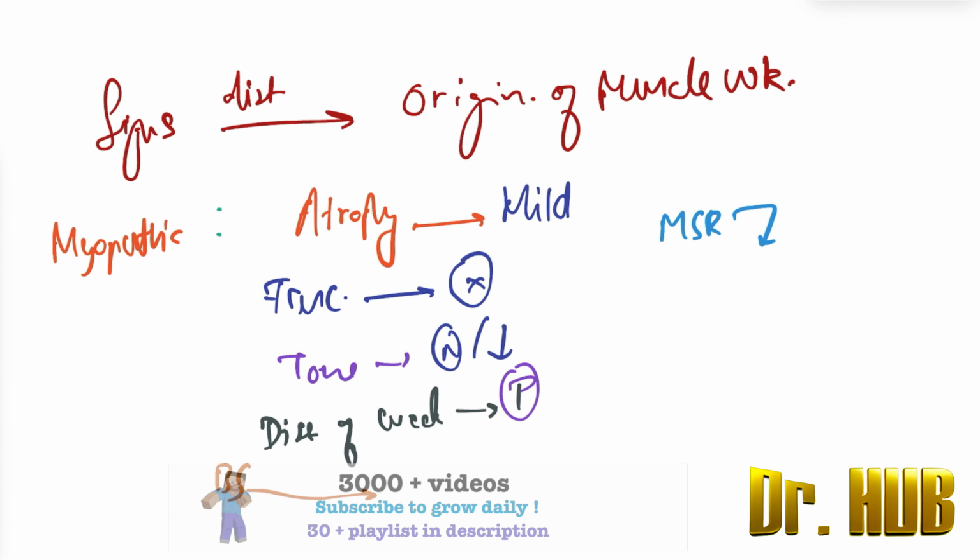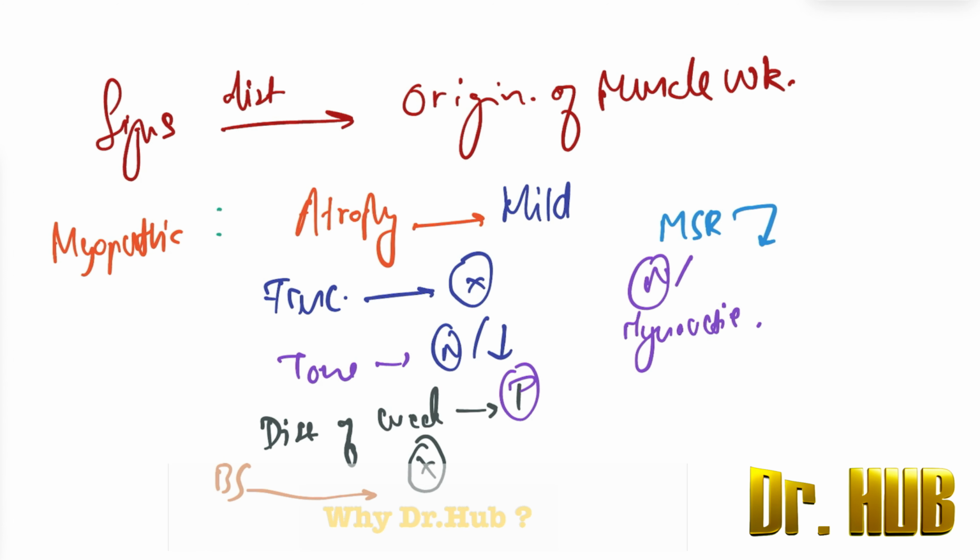And then when you're looking at the MSR, the muscle stretch reflex, here it is normal or hypoactive. It can be normal or it can be hypoactive. When you're looking at BS, it is absent. It is absent in case of the myopathic as well as the lower motor neuron.